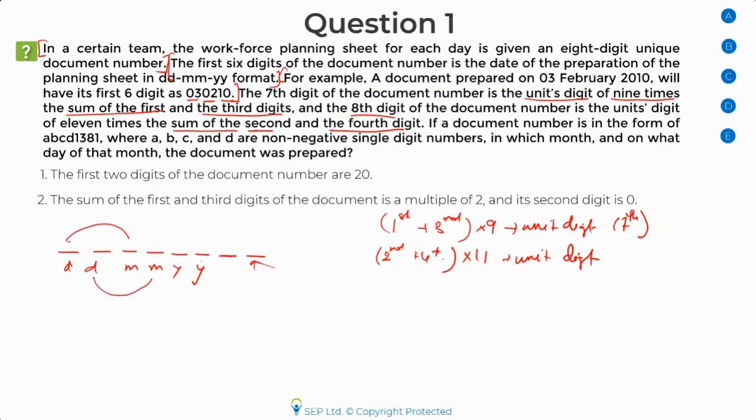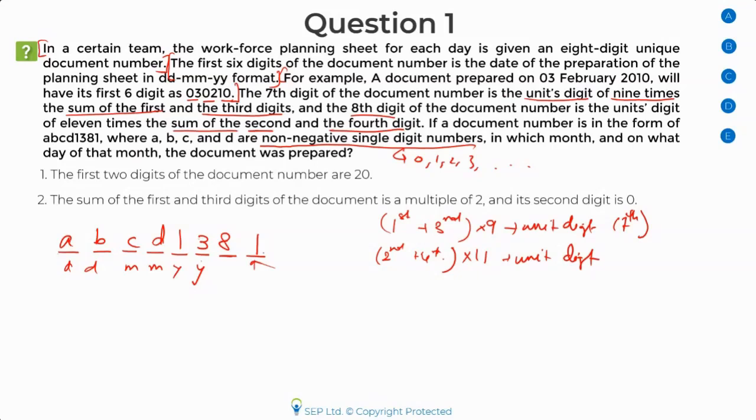Now, if a document number is in the form of, and they are giving me a document number, so what I can do is simply say this is A, B, C, D, 1, 3, 8, 1, where A, B, C are non-negative single-digit numbers. Non-negative means the numbers can be 0, 1, 2, 3, 4, anything. That is one inference you should be able to make. They ask in which month and on what day of that month the document was prepared, so basically they're asking me the value of A, B, C, D.